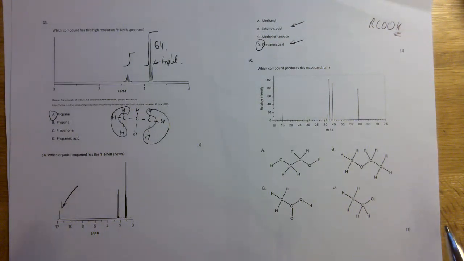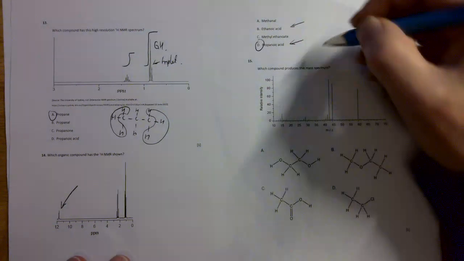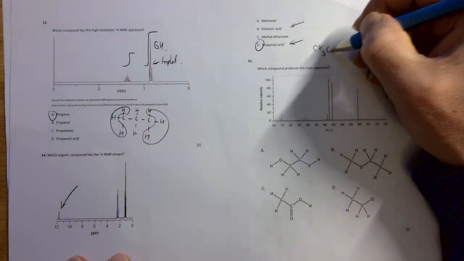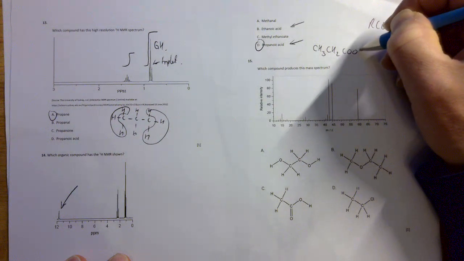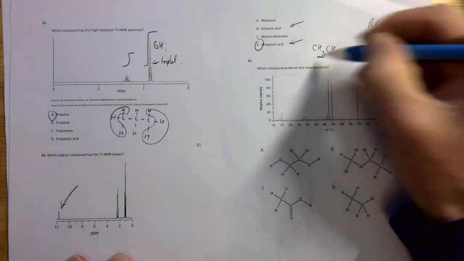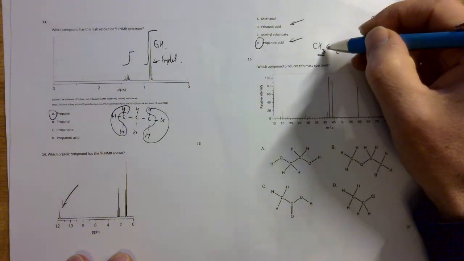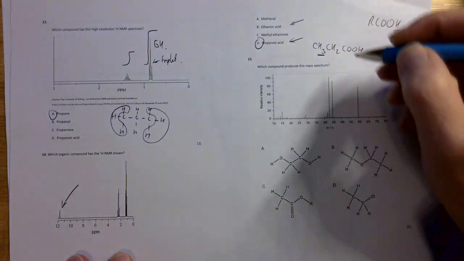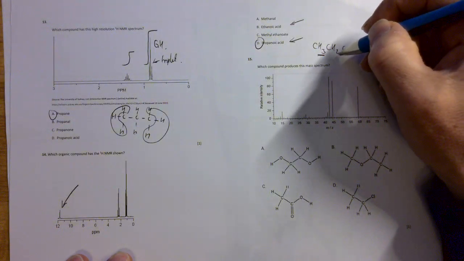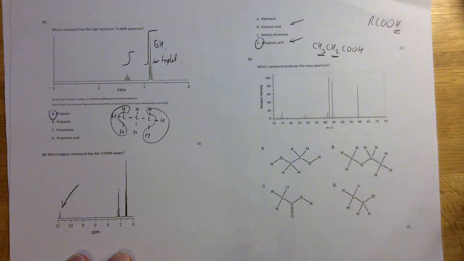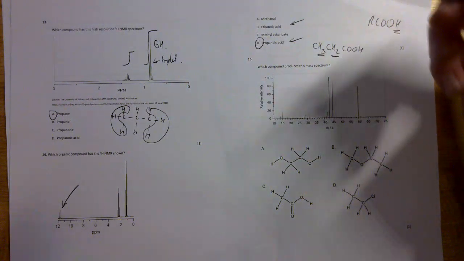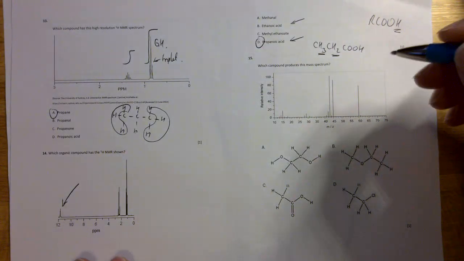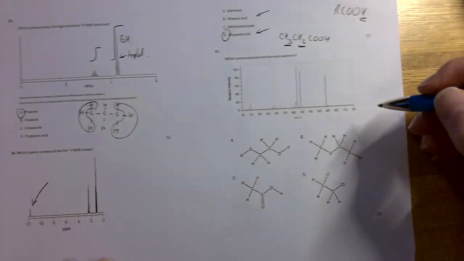So how do you distinguish between ethanoic acid and propanoic acid? Well, propanoic acid's got CH3, CH2, COOH. So we've got a triplet due to 3 hydrogens there, being adjacent to 2 hydrogens on the adjacent carbon. And this CH2 would be a quartet due to these 3 hydrogens, so 4 peaks. Whereas ethanoic acid only has the CH3, which would be a singlet.